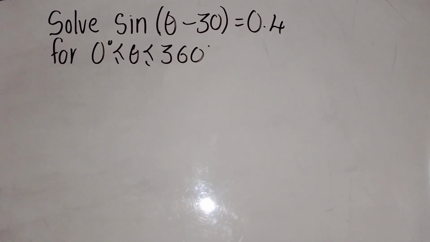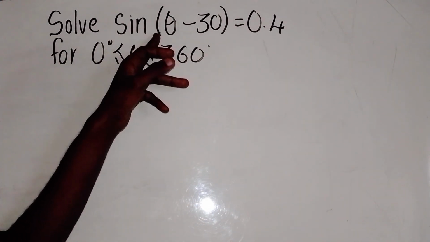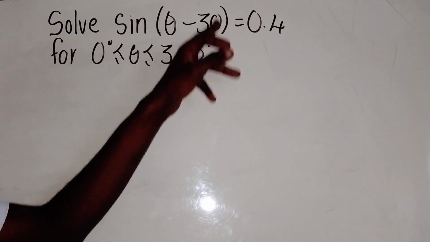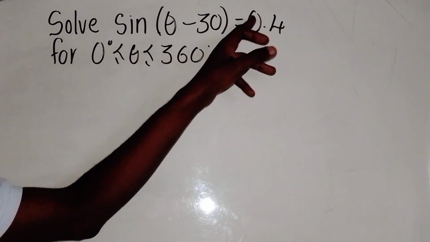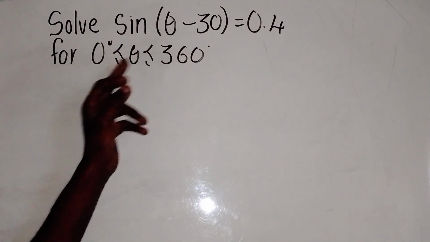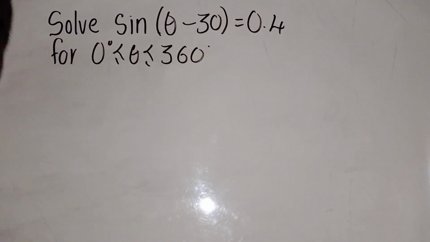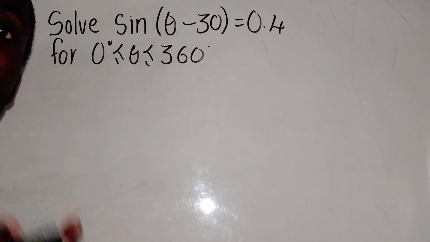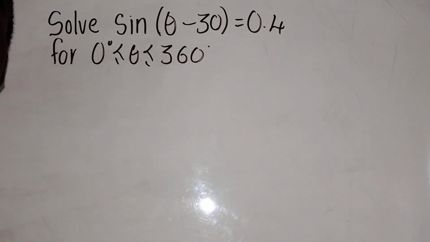Okay, so we have a mathematics question that says solve sine open bracket theta minus 30 degree, then close the bracket, equal to 0.4 for 0 degree less than or equal to theta less than or equal to 360.